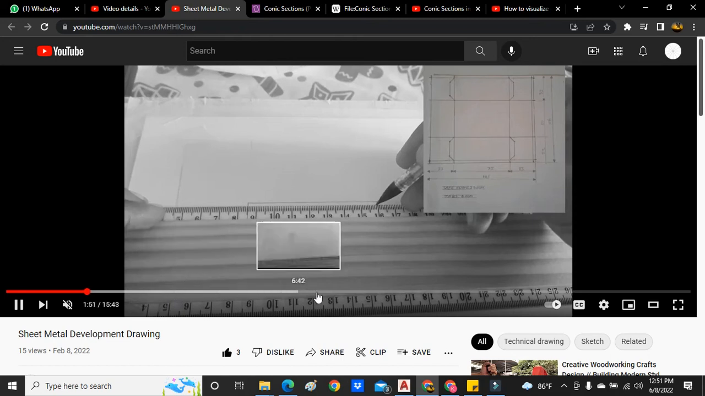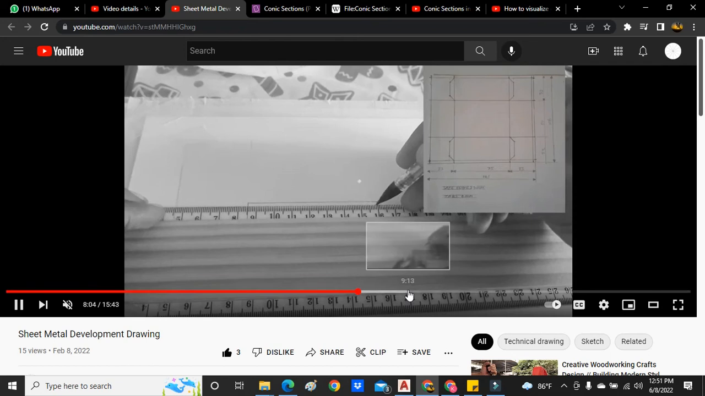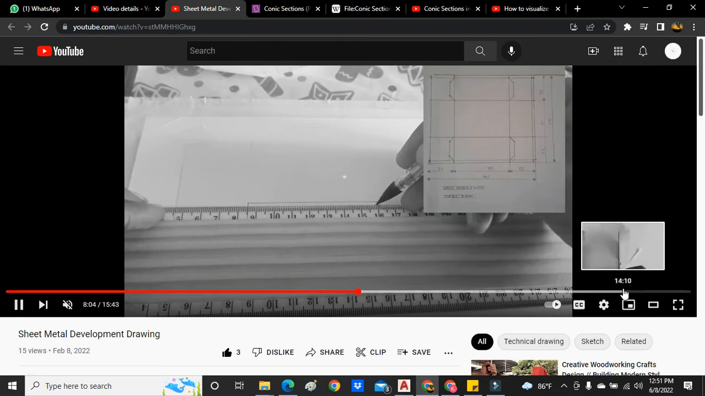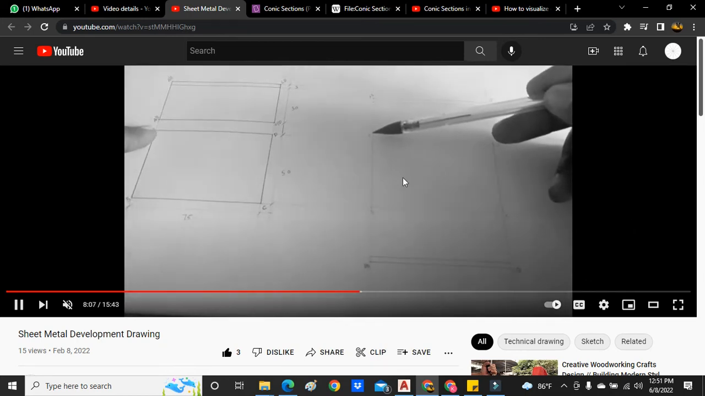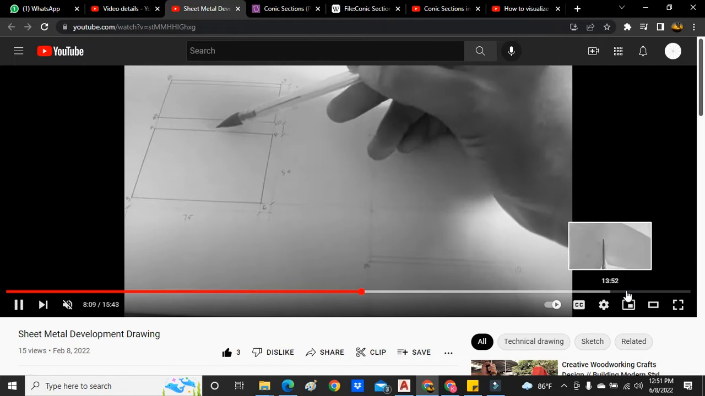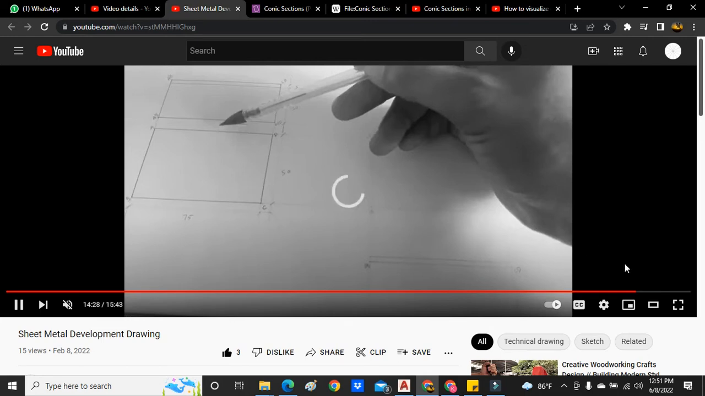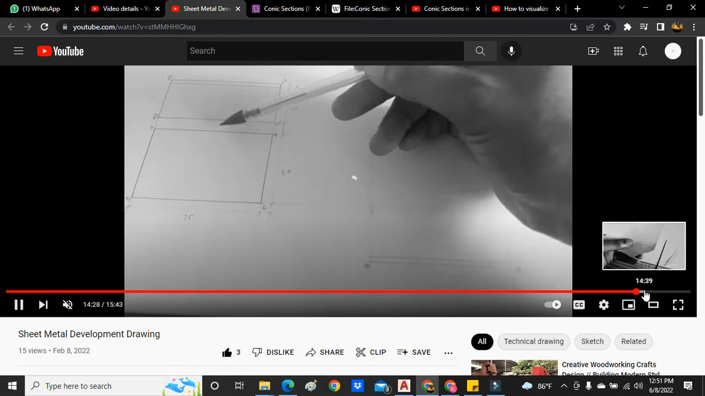All right, I'm just going to show you the development part then, and we will go forward a little more. So here's the drawing of the development drawn out, but then you would cut out the pieces. You all saw this before? The metalwork people? Y'all made a sheet metal box?